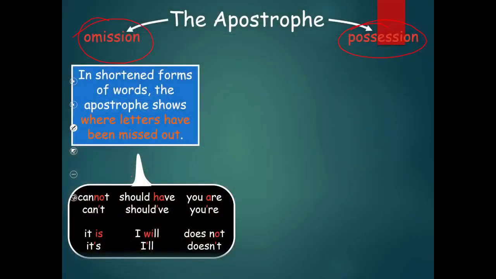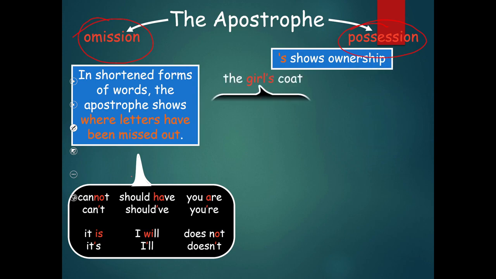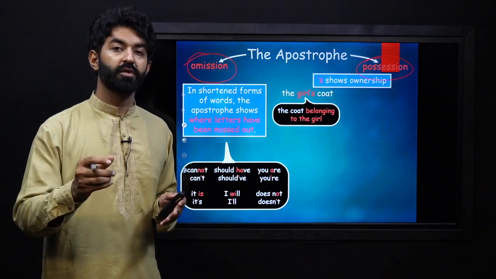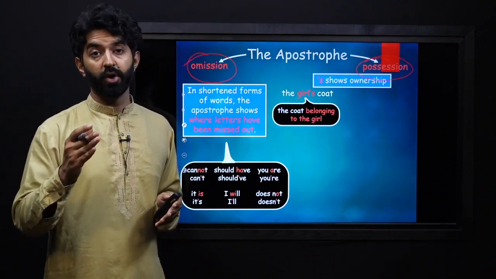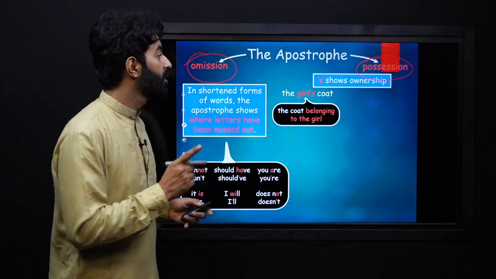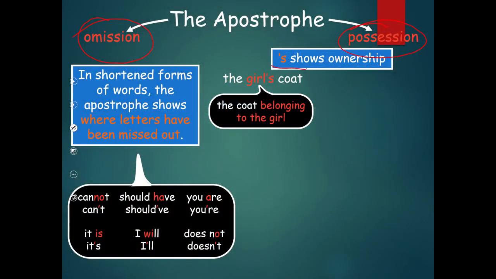So these are some examples. Also for showing possession, like if we talk about Ali's car, after ALI we use an apostrophe S to show possession of the object, here the car, that we are talking about. Apostrophe S shows ownership. Similarly, like Ali's car, we have another example, the girl's coat. So the coat belongs to the girl, that's why we use apostrophe S to show the possession of the coat to the subject, which is the girl.